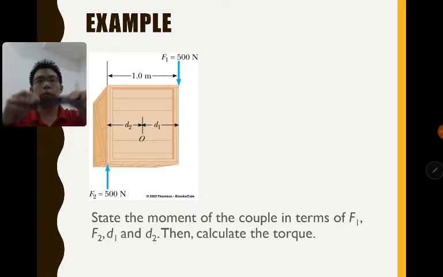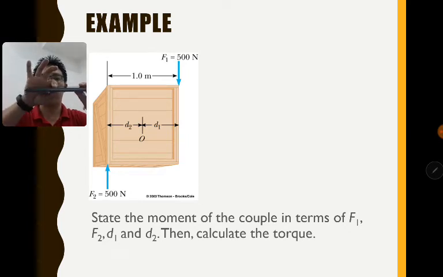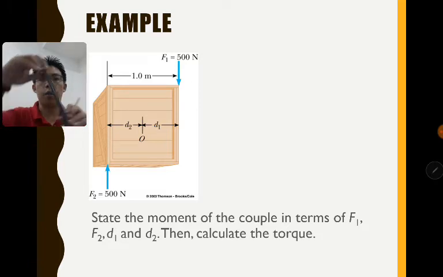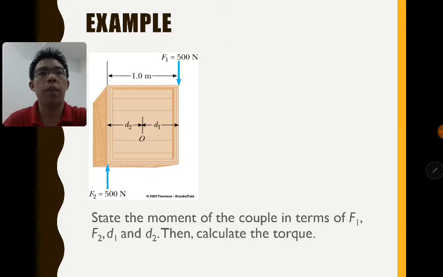let's say you have the box like this. If we are taking the center O as the point of moment, so 500 is down, F2 is up, so one up one down, but they cause rotation in the same direction, so actually we can add them up. So torque is F1 times D1 plus F2 times D2.